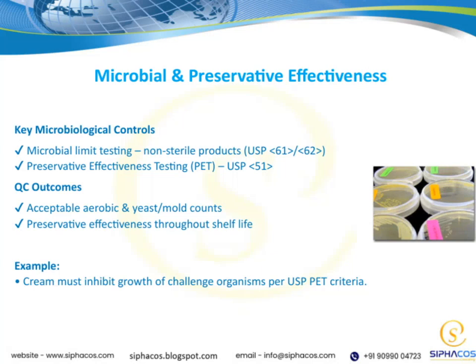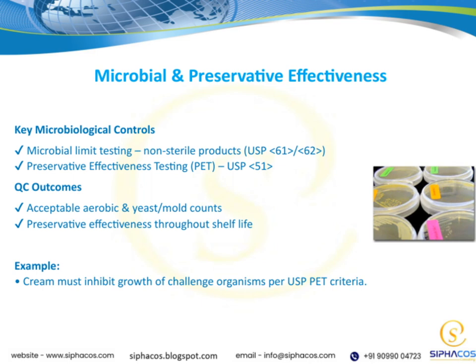Let's talk about microbial and preservative effectiveness today. First, we have key microbiological controls that ensure product safety and quality. One important test is microbial limit testing, which is applied to non-sterile products according to USP 61 and 62. This helps us confirm that the levels of bacteria, yeast, and mold stay within acceptable limits. Another critical control is preservative effectiveness testing, or PET, as outlined in USP 51. This test evaluates whether our preservatives are effectively inhibiting microbial growth throughout the product's shelf life.